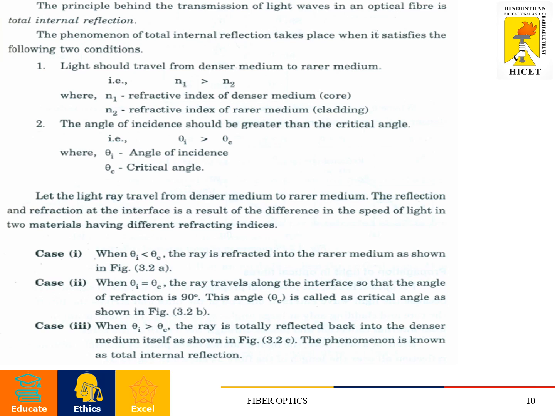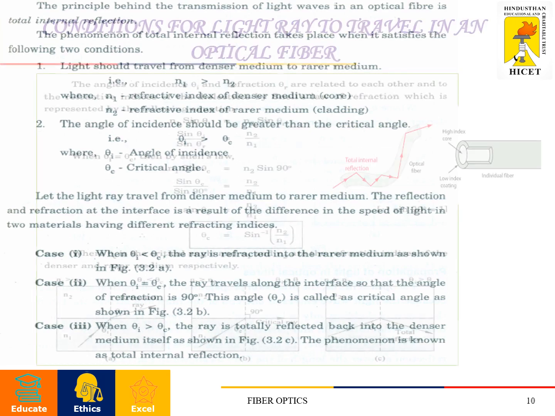The reflection and refraction at the interface is a result of the difference in the speed of light in two materials having different refractive indices. Case 1: when θI is less than θc, the ray is refracted into the rarer medium as shown in the figure. Then when θI is equal to θc, the ray travels along the interface so that the angle of refraction is 90°. This angle θc is called the critical angle. When θI is greater than θc, the ray is totally reflected back into the denser medium itself, and the phenomenon is called total internal reflection.